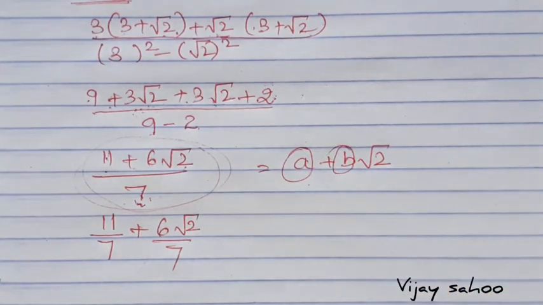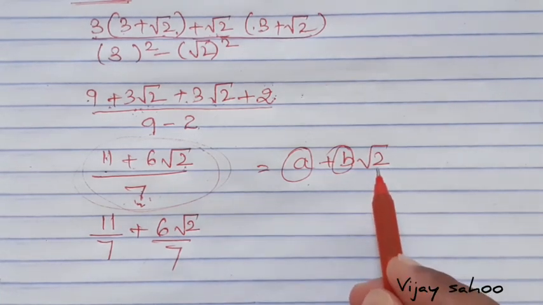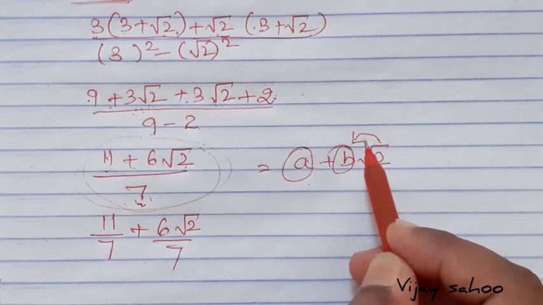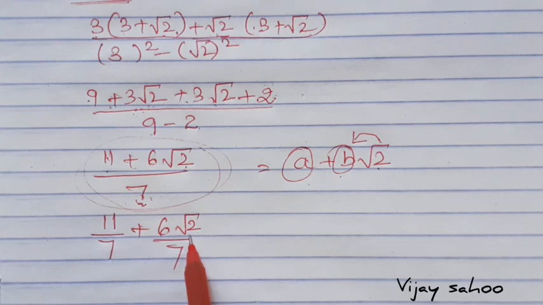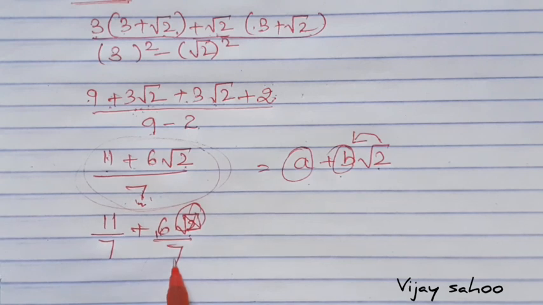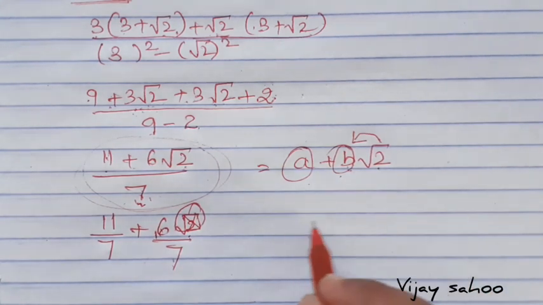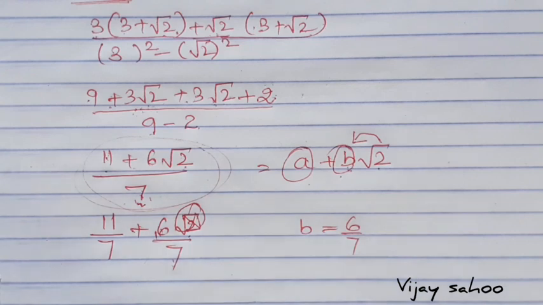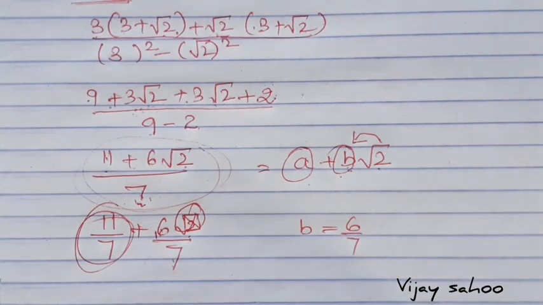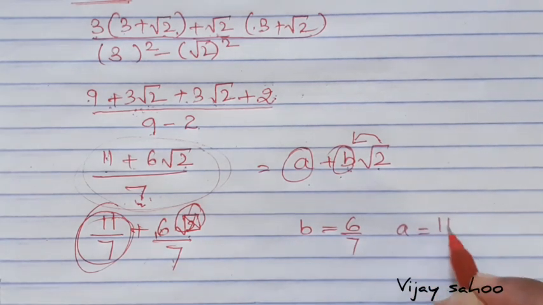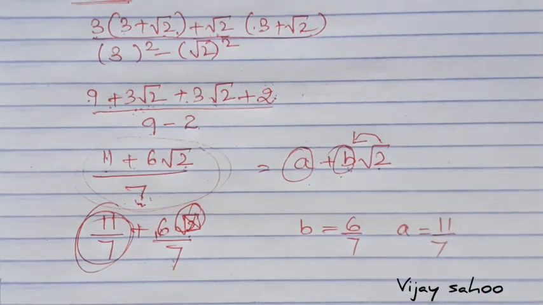So how will you identify the value of a and b? You can see that the number associated with root 2 will be considered as b. Here it is root 2, so if I consider root 2, what is left out? 6 by 7. So 6 by 7 will be your b value. And what is left out will be considered as a. So your a value will be 11 by 7. So in this way, you will get the value of a and b.